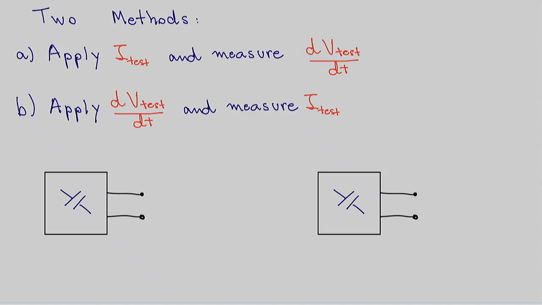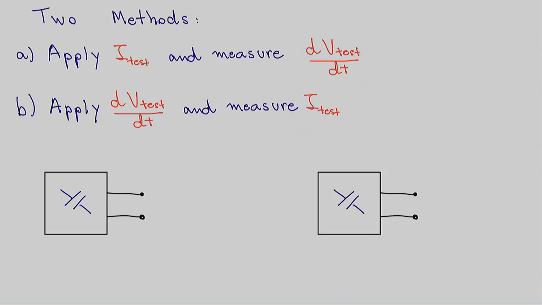Okay, so method one, what was it? We have done this for resistors. We apply I-test, and then we measure V-test. Here, we are going to measure dV-test/dt, because we know that's going to change with time, and we are going to look at the steady state. Or you apply V-test, which in this case is going to be dV/dt, and then you measure I-test.